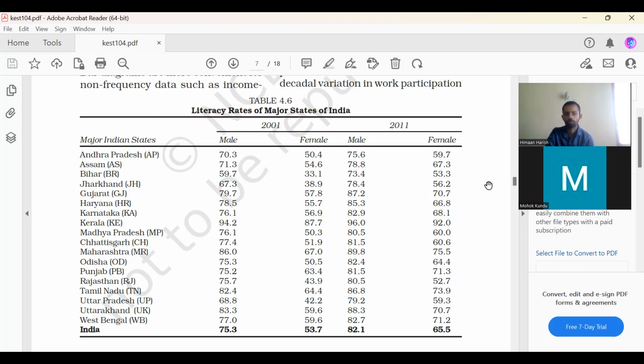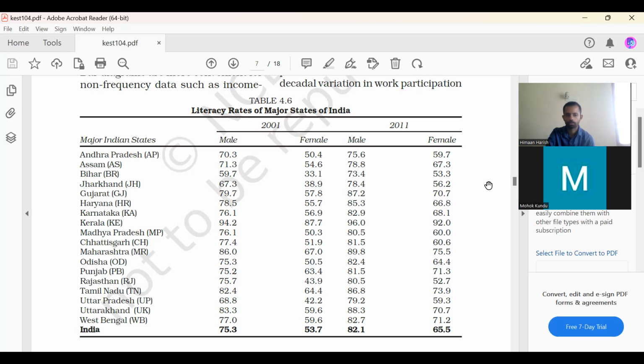Whereas the state of Karnataka has a literacy rate of 76.1 percent for males and 56.9 percent for females in 2001. Whereas in 2011, it has a literacy rate of 82.9 percent for males and 68.1 percent for females, which has shown a good improvement from 2001 to 2011.